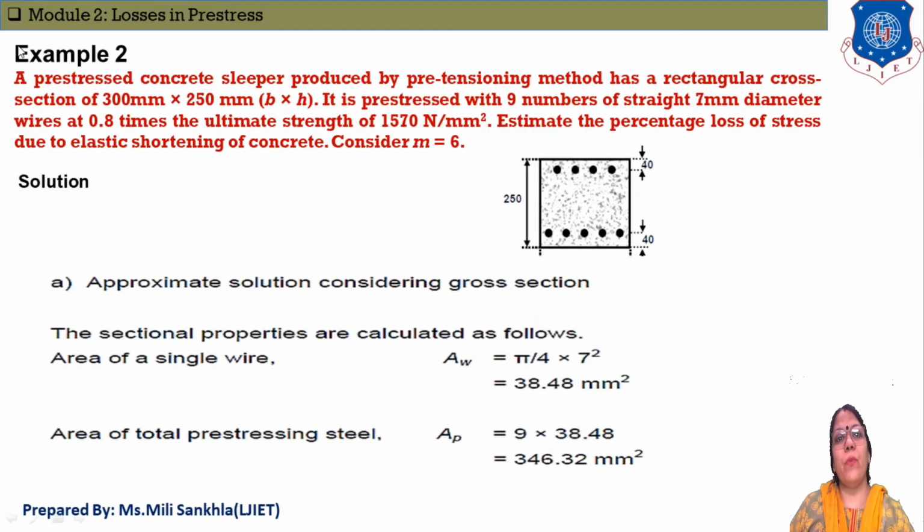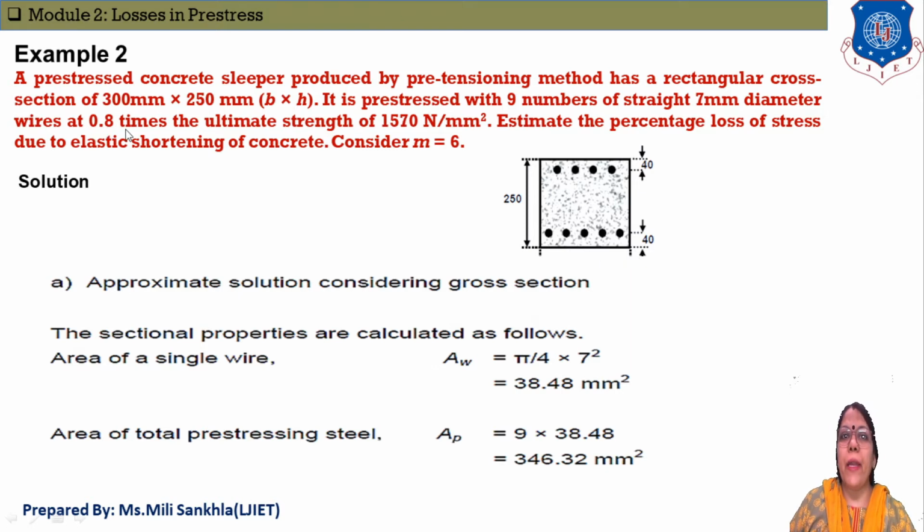Now first of all, this is example number 2. Read the data properly. A pre-stressed concrete sleeper produced by a pre-tensioning method has a rectangular cross section 300 mm by 250 mm. The figure is already given: 300 mm width and depth equal to 250 mm. It is pre-stressed with 9 straight 7 mm diameter wires. Here the number of straight wires is given as 9.